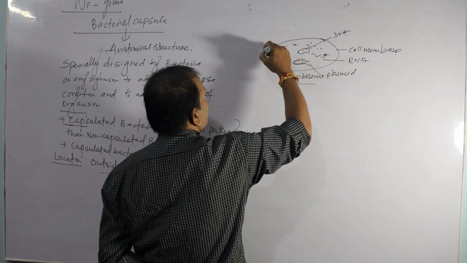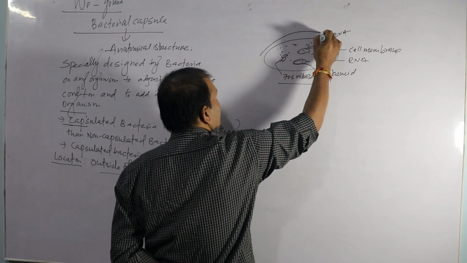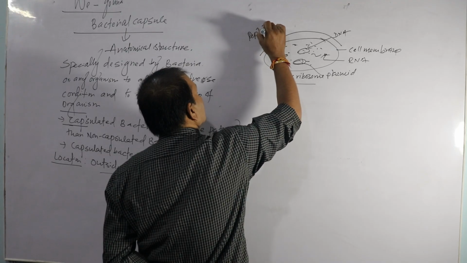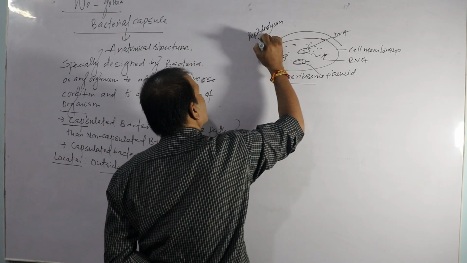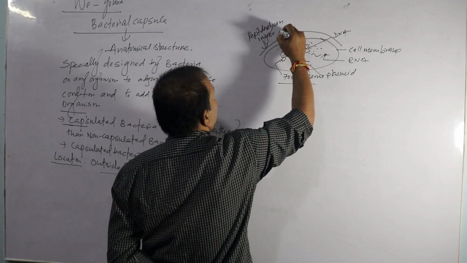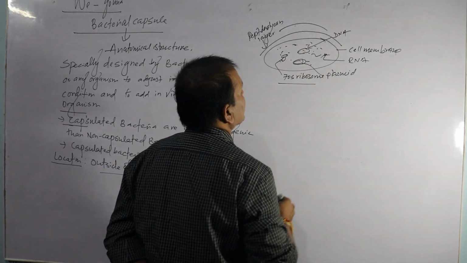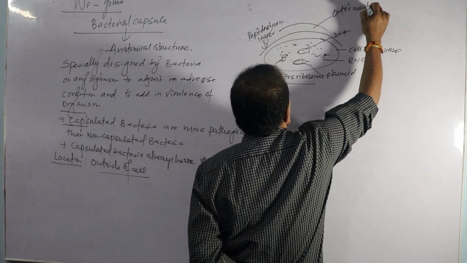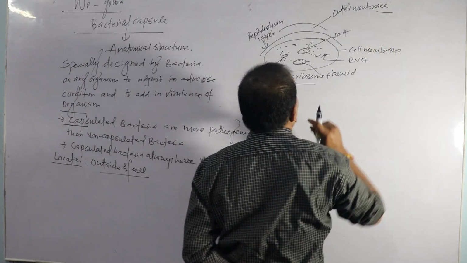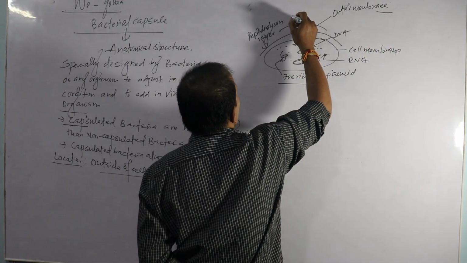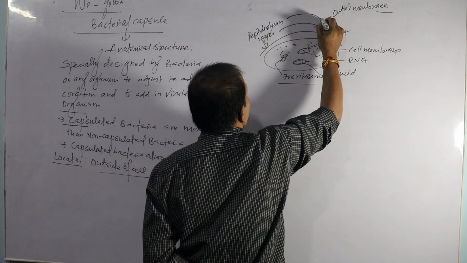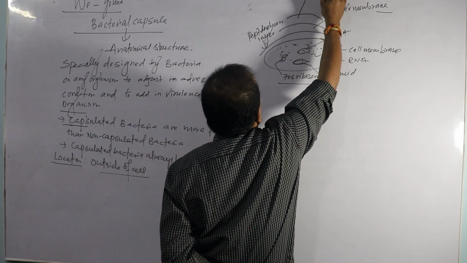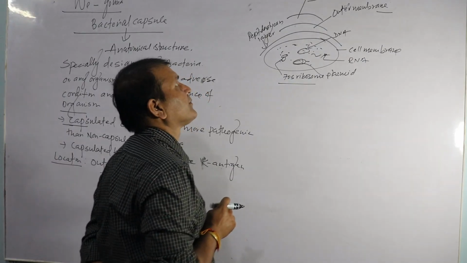So above the cell membrane, there is a peptidoglycan layer. In case of gram-negative bacteria, there is also an outer membrane, which is a lipopolysaccharide. And now some capsulated bacteria, the capsulated bacteria has a layer of capsule which lies outside the cell.